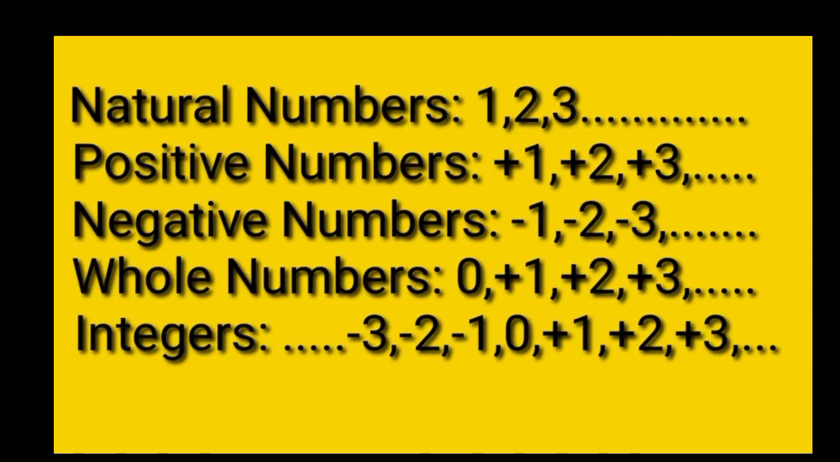We have seen that natural numbers are 1, 2, 3, etc. Positive numbers are plus 1, plus 2, plus 3, etc. Negative numbers are minus 1, minus 2, minus 3, etc. Whole numbers are 0, plus 1, plus 2, plus 3, etc. Integers are 0, plus 1, minus 1, plus 2, minus 2, plus 3, minus 3, etc.